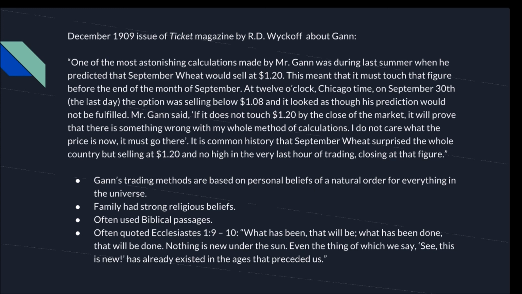In the December 1909 issue of Ticker magazine, R.D. Wyckoff wrote about Gann: one of the most astonishing calculations made by W. Gann was during the last summer when he predicted the September wheat could sell at 120.